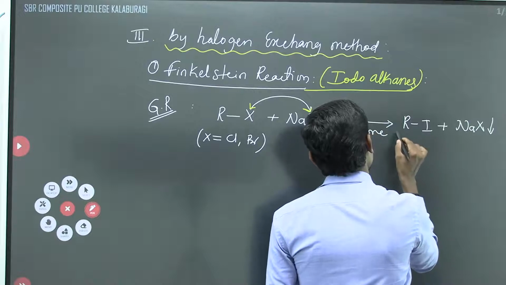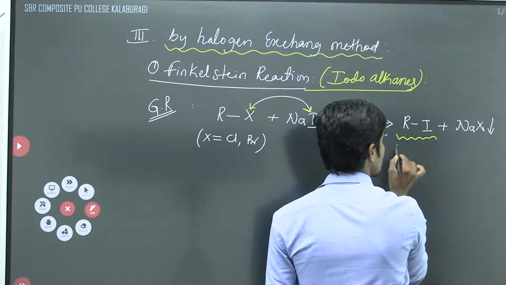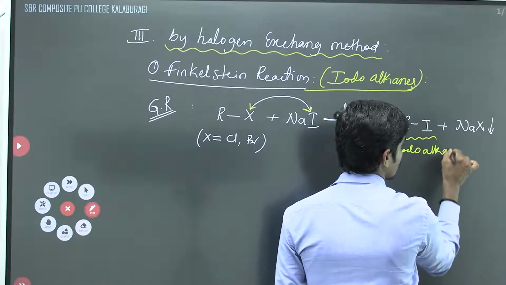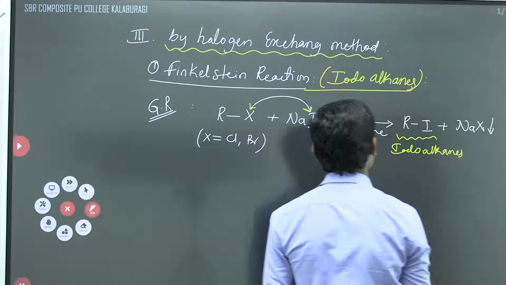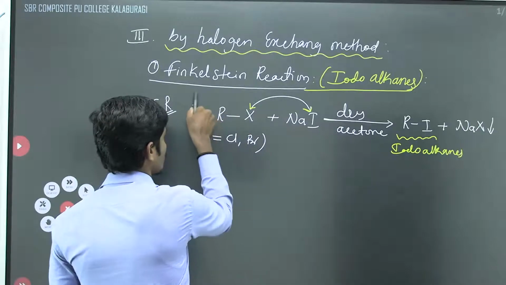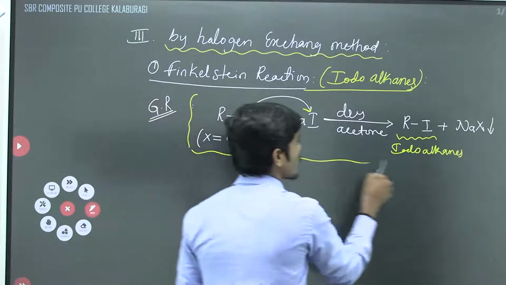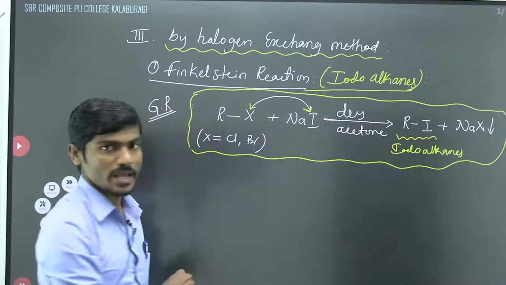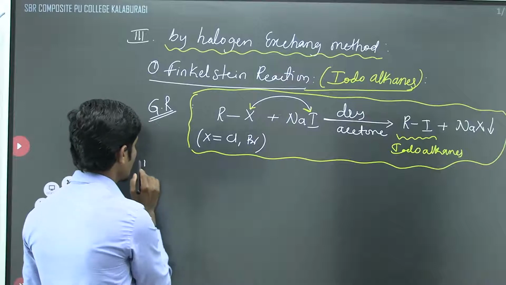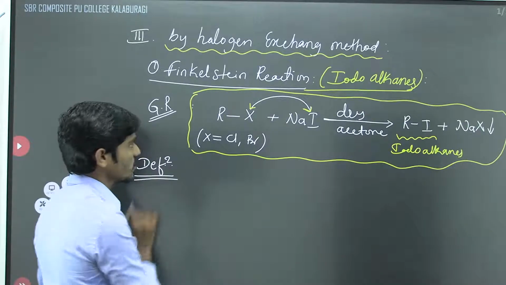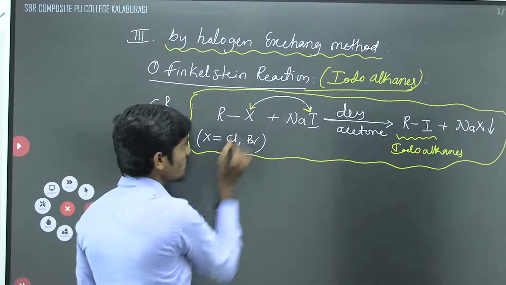So therefore, here our major product we are getting is iodoalkanes. Iodoalkanes is the major product in this case. So this is the general reaction. This reaction is known as Finkelstein reaction. Can you define it now? What is the definition of this Finkelstein reaction? Definition of Finkelstein reaction.